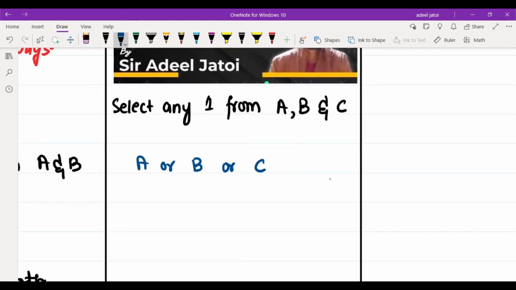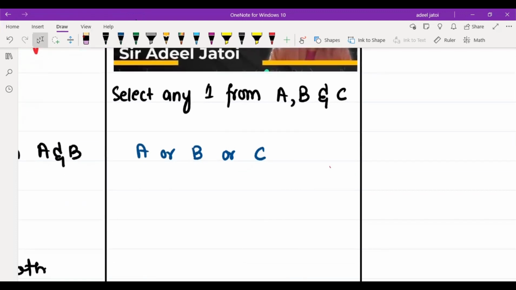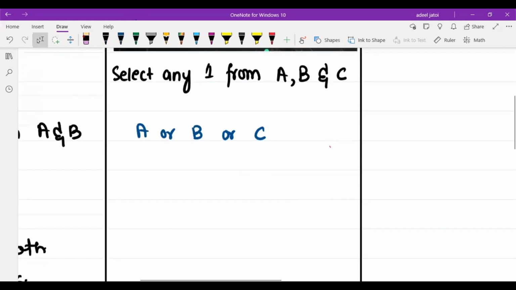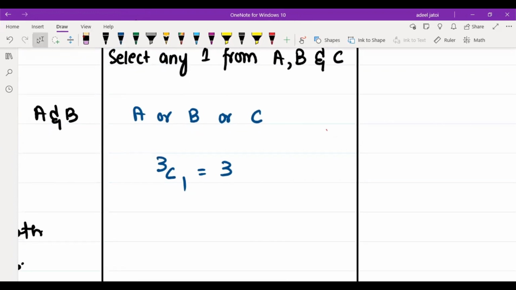So if I want to select only one letter out of three, how many ways can I select? I have three ways. Either I can select A, or I can select B, or I can select C. So there are three possible ways I can select one letter out of three given letters.